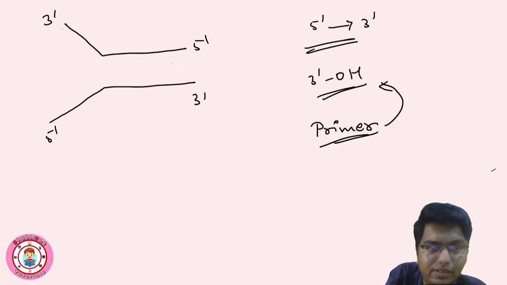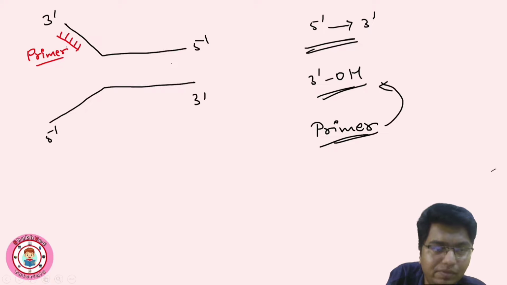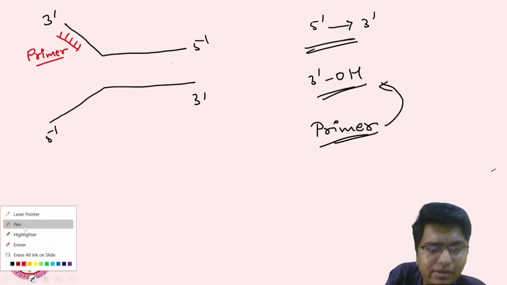See, again, this is a direction. The next complementary strand will be synthesized 5 prime to 3 prime. Alright. So here is a template. A primer, sorry. This is a primer. I will write here primer. Primer has a complementary sequence that will pair with the template. Both the strands will act as templates.